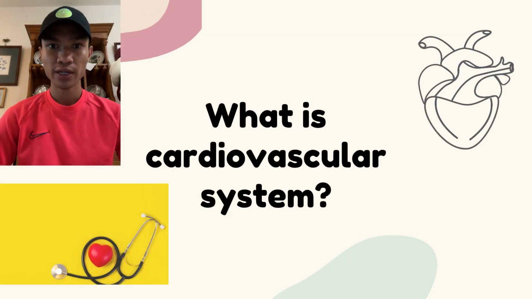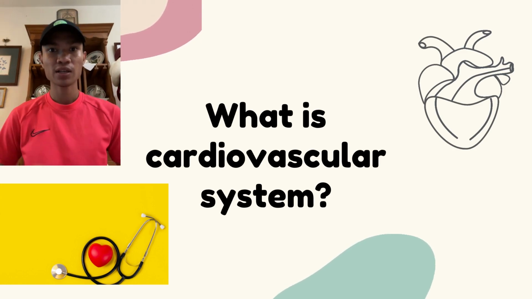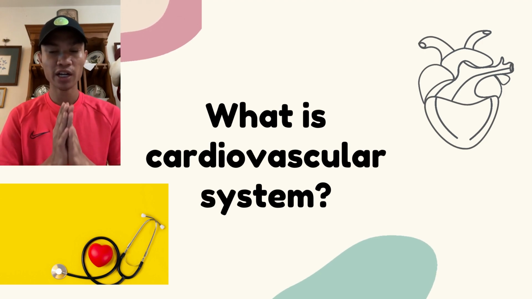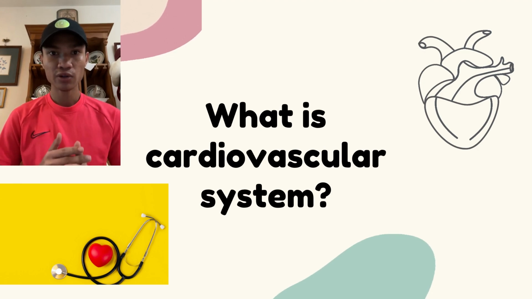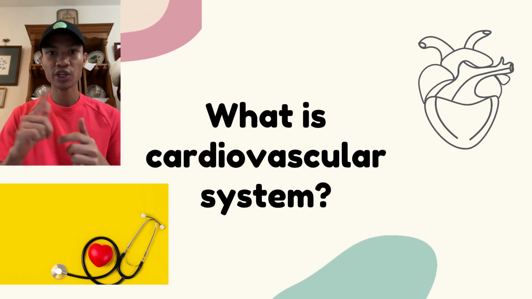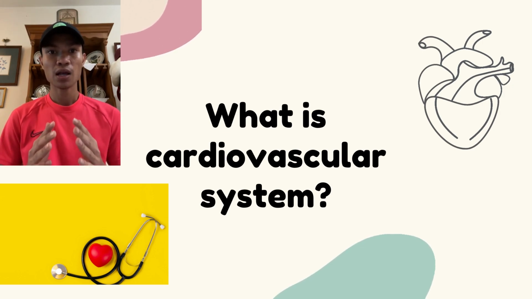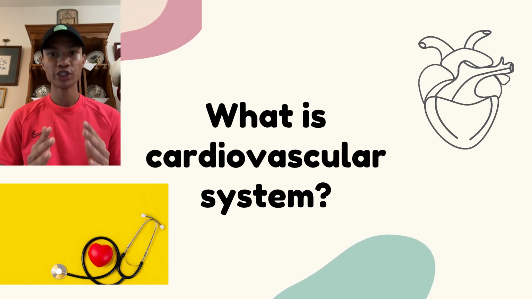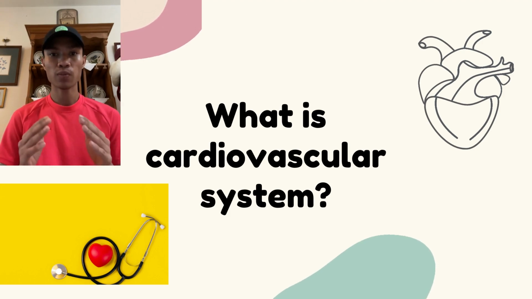Okay, you guys must be asking me what is the cardiovascular system, right? So, in short, the cardiovascular system is part of the circulatory system, which also includes the lymphatic system. But the terms circulatory system and cardiovascular system are commonly used interchangeably to describe blood circulation. It is the organ system in which blood is pumped through the heart and circulates throughout the body through the blood vessels.